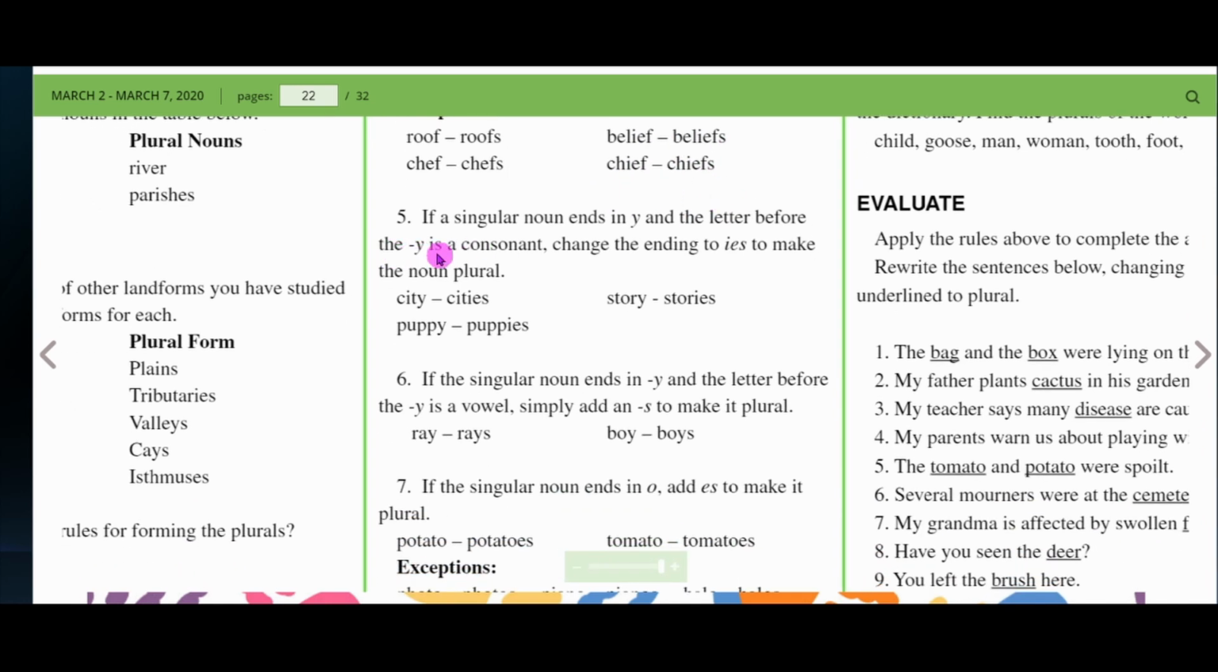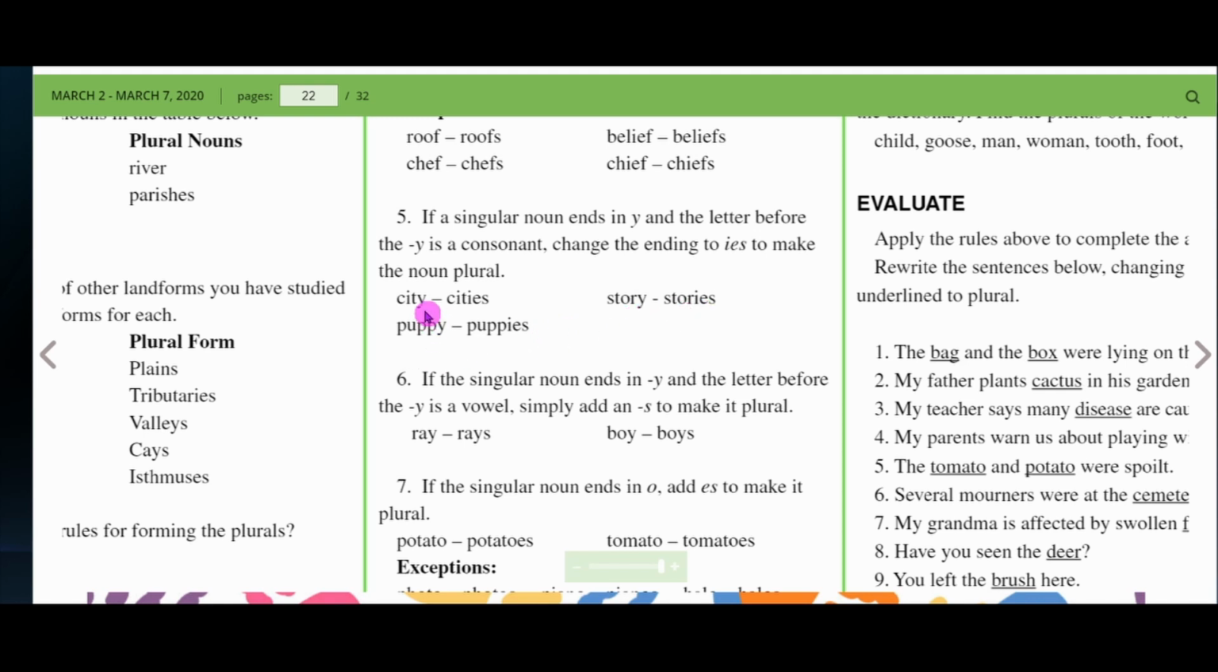Rule number 5. If a singular noun ends in Y and the letter before the Y is a consonant, we're going to change the ending to IES to make the nouns plural. For example, city becomes cities. Puppy becomes puppies. Story becomes stories.